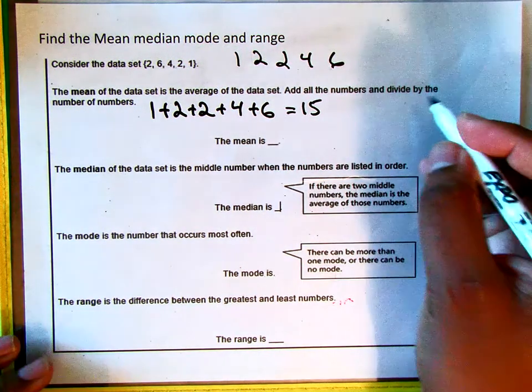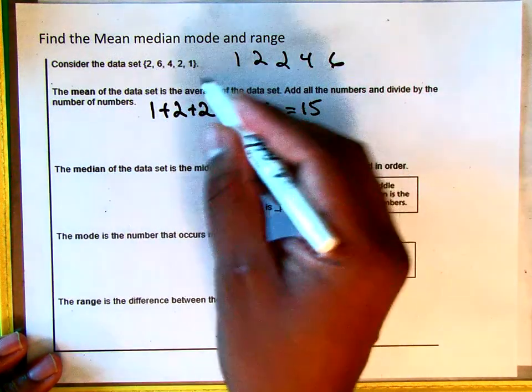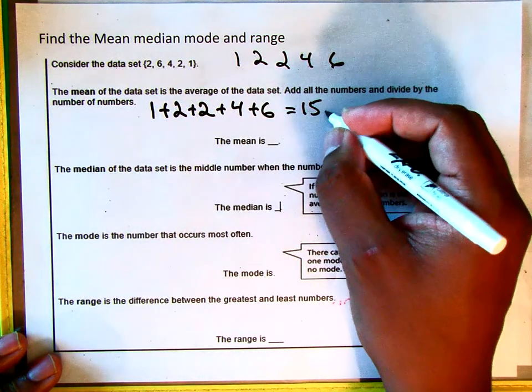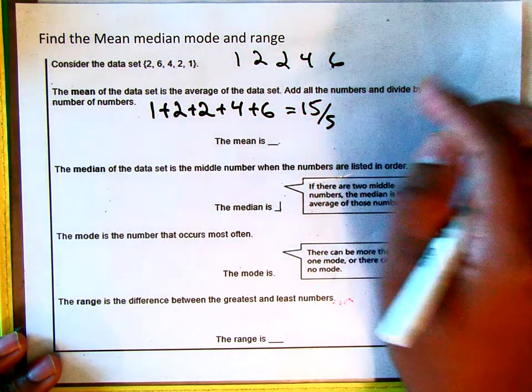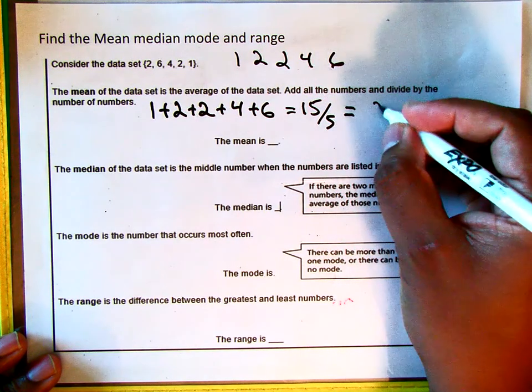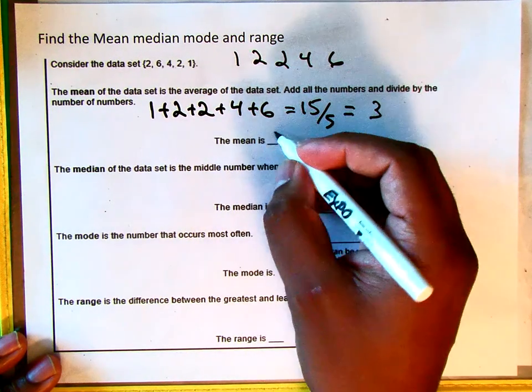Okay, the next step is divide by the number of numbers. So there's 5 numbers here, so we'll do 15 divided by 5. And that gets us 3. So the mean is 3.